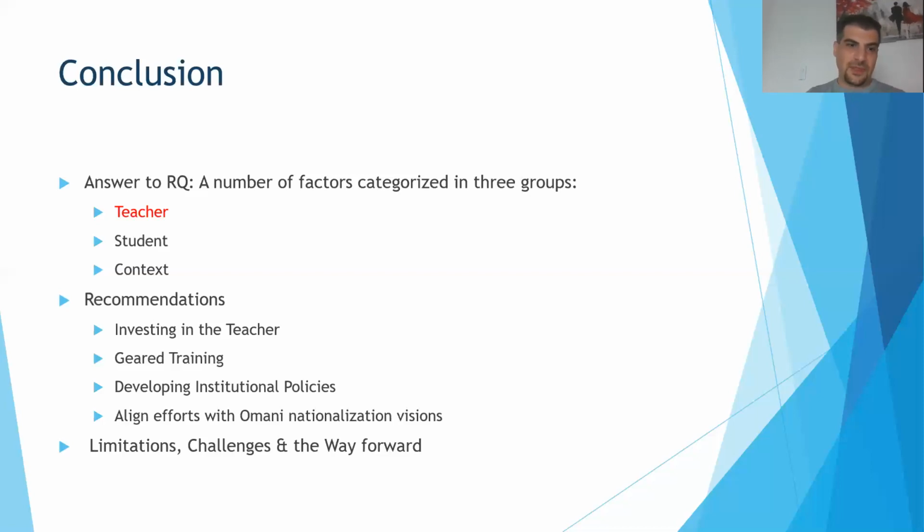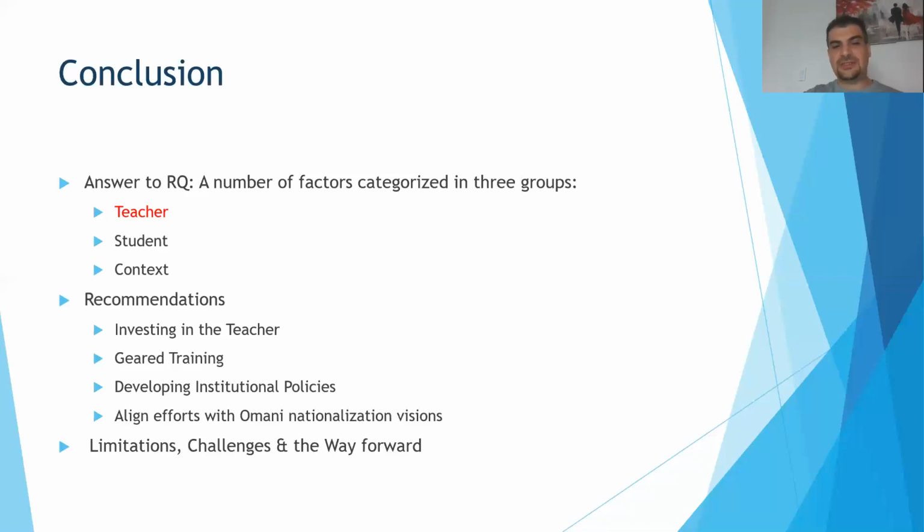And the fourth recommendation is alignment with Oman's nationalization vision. So I believe when we invest in developing teachers' ability to maintain attention, we will have improved learning. And I believe this will help us in reaching the Omani vision of nationalization, where we will have well-educated and well-skilled labor for the future.